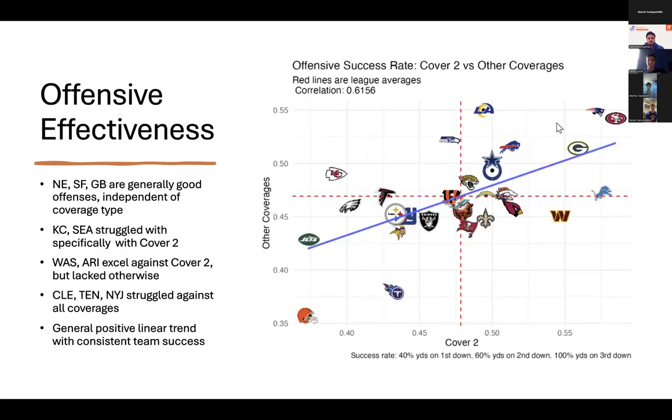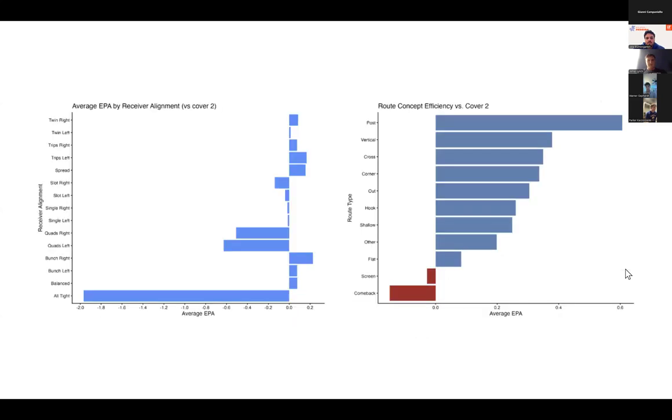Now, in terms of effectiveness, it's also a similar trend where you see that in the bottom left, the poor offenses like Cleveland and Tennessee are struggling against cover two and other coverages. And in the opposite, in the top right, you have New England and San Francisco, who are just generally elite. And in the bottom right and top left, there aren't major outlier teams who are struggling against only cover two or only other coverage types.